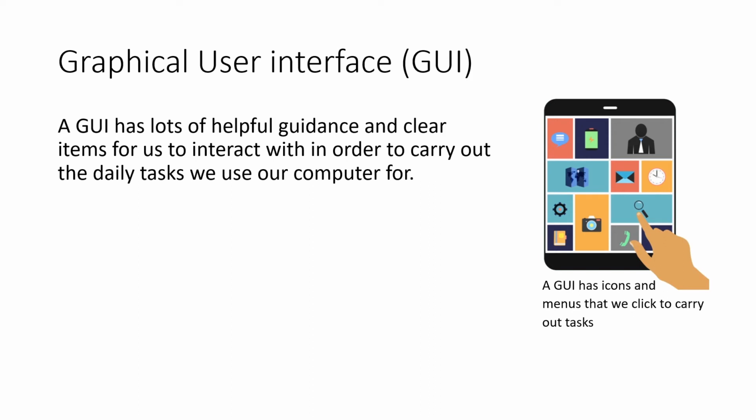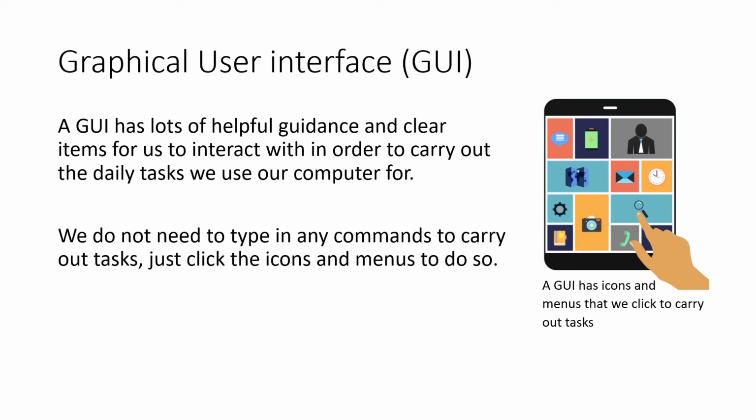If it's got a clock on it, you probably know it's going to be to do with the time. If it's got the chat symbol, it's going to be to do with chat. An envelope, email. The cog symbol, settings. You don't need to know any commands to use a graphical user interface. You just click on the icons you want and select the menu options you want to perform the tasks you want.